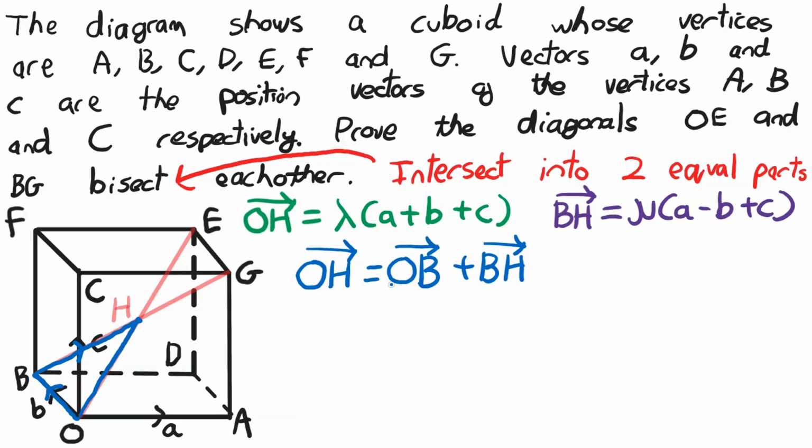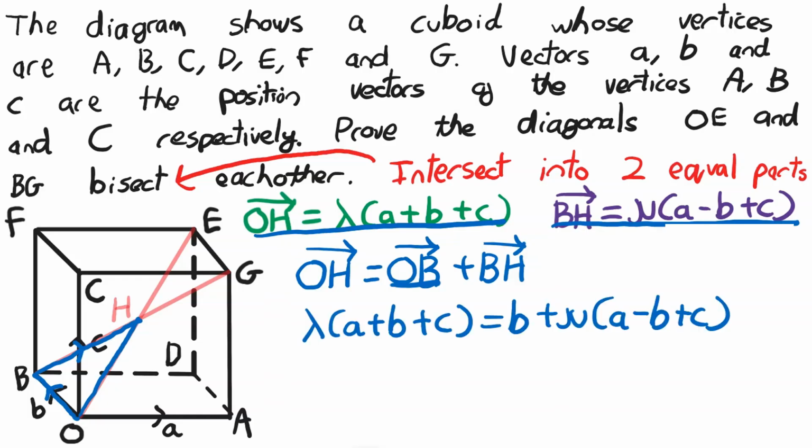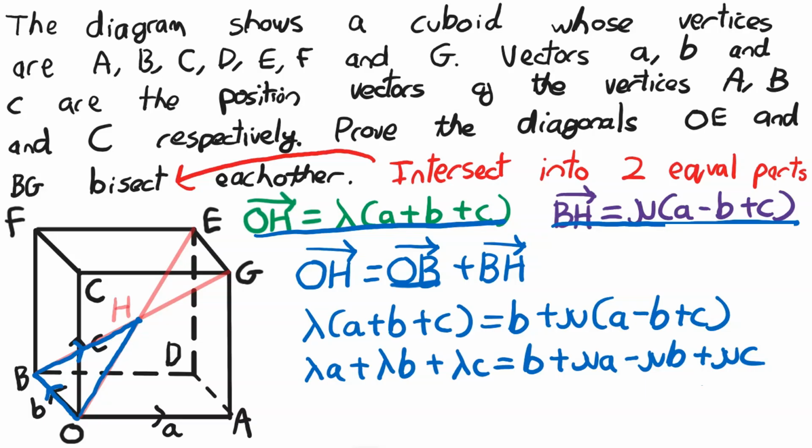Now what's interesting about this is OB is just this B here, and for OH we have this expression up here, and for BH we have this expression up here. So what we can do is create an equation by subbing in all these values. So it's OH, using this equation here, is equal to OB, which is B, plus BH, which is this equation here, which we've subbed in like this. If we expand the brackets, so we have the lambda and the mu here, it's going to be lambda A plus lambda B plus lambda C is equal to B plus mu A minus mu B plus mu C.